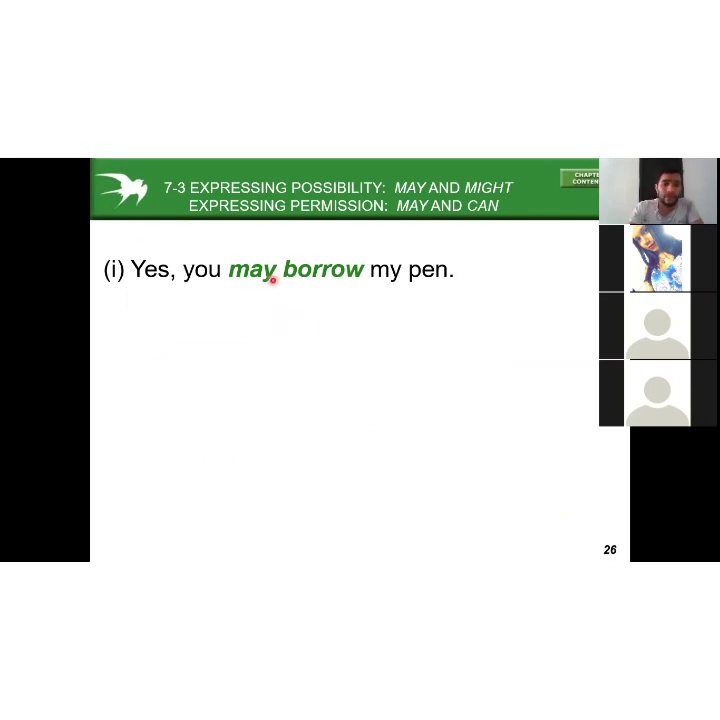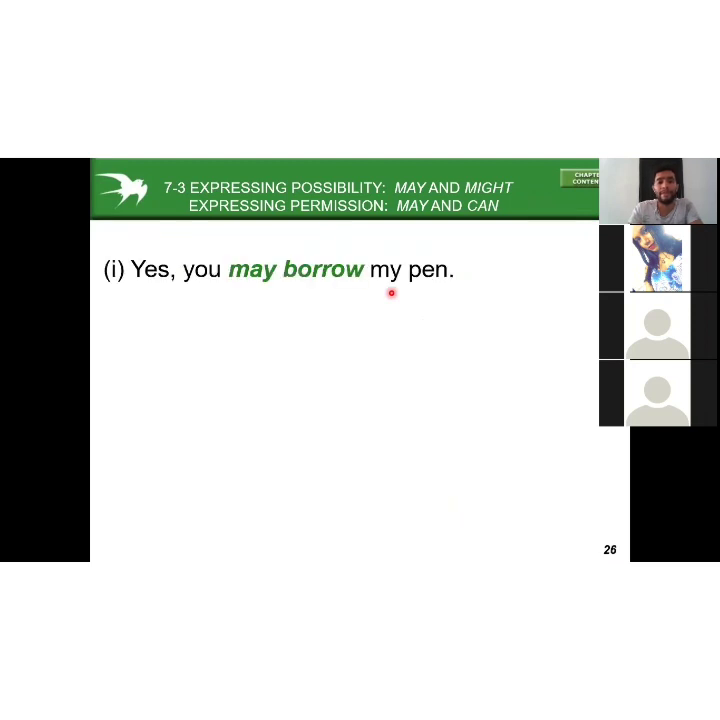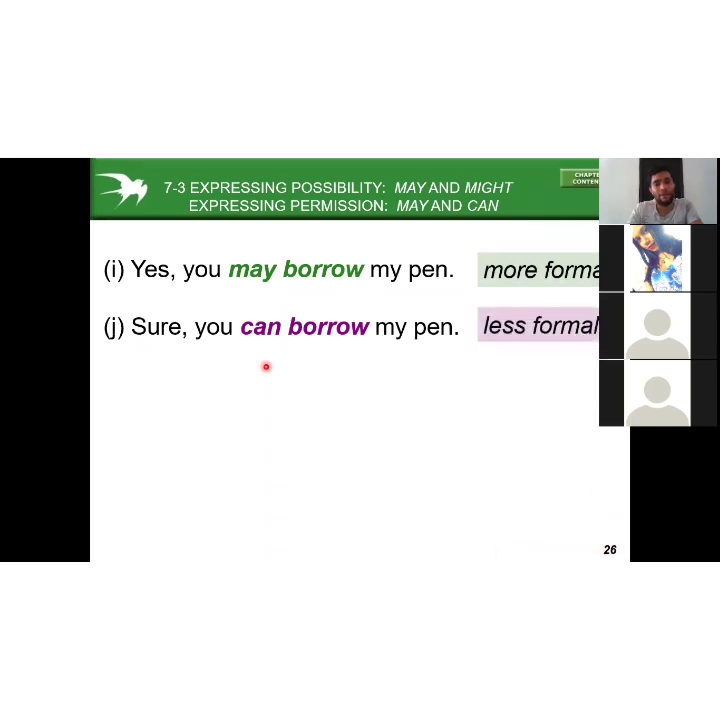Now, take a look at here. We were speaking about possibilities, but we haven't spoken about permission. Now, take a look. "Yes, you may borrow my pen." "Yes, you can borrow my pen." One is more formal and the other one is less formal. Now, we're using "may" and "can" to talk about permission.